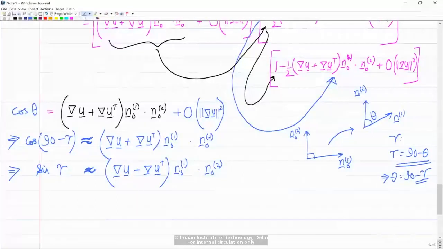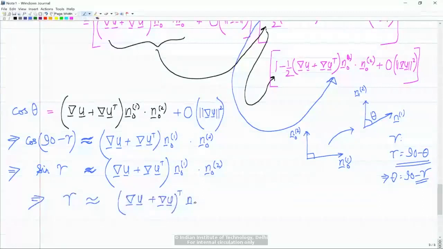And in UG class, as you recall that displacement gradients are like 1%. So sine of gamma, this formula that you have here is like 1%, 0.01. So sine gamma becomes same as gamma, right? So this also implies that gamma is almost equal to grad u plus grad u transpose of n naught 1 dot with n naught 2.